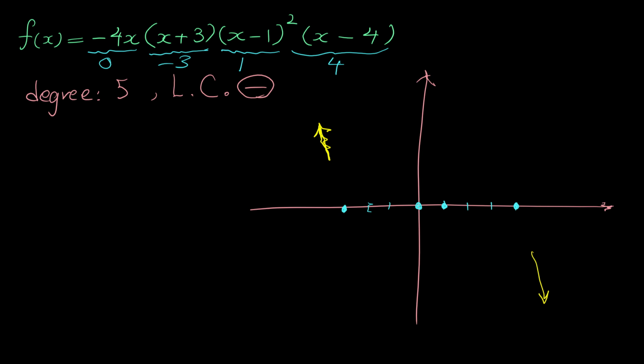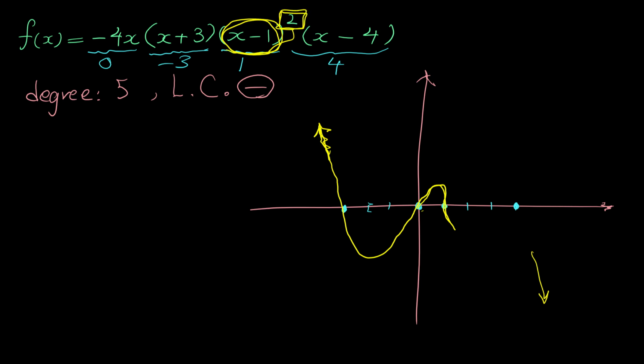The first point that we have to pass through is negative 3. So we go toward negative 3. Then we get to 0. We have to pass through 0. Now when we get to 1, we want to pass through 1. Please pay attention, this is very important. This factor is raised to the power of 2.